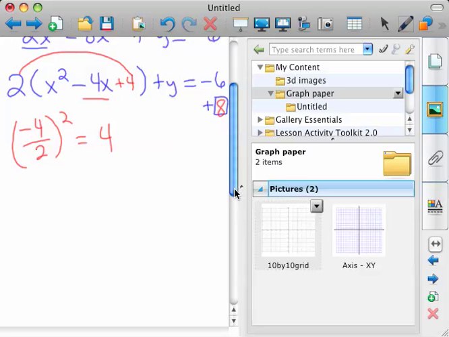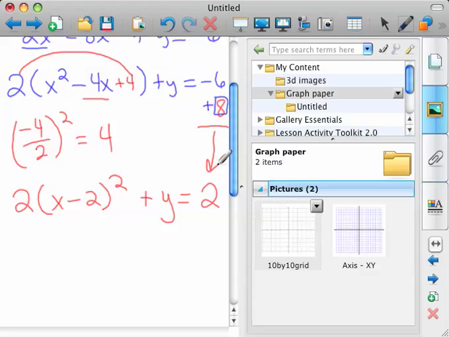Okay? So on the left, if you factor that, you'd have 2 times (x minus 2) squared plus y equals 2, because negative 6 plus 8 gives us 2.